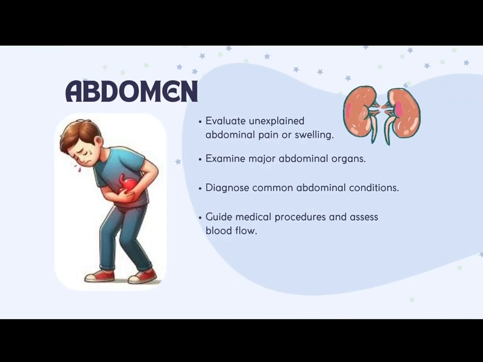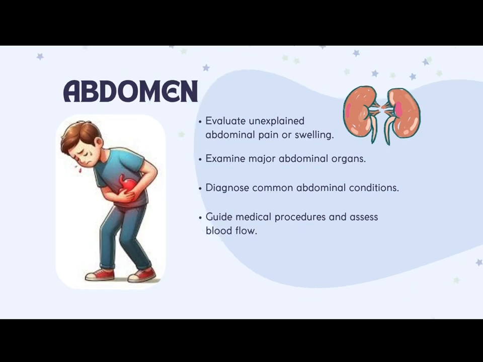Abdominal ultrasound is used to evaluate unexplained abdominal pain or swelling by helping doctors identify the cause. It allows doctors to examine major abdominal organs such as the liver, gallbladder, pancreas, kidneys, and spleen for any abnormalities. This imaging method helps diagnose common abdominal conditions, including gallstones, kidney stones, and liver disease. It is also used to guide medical procedures and assess blood flow using Doppler to detect blockages and support real-time procedures like biopsies and fluid drainage.